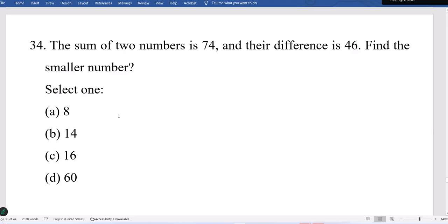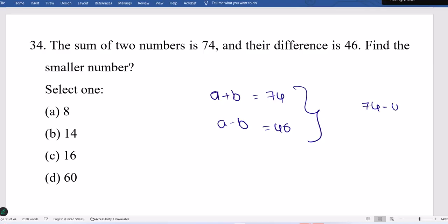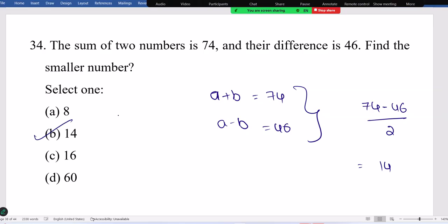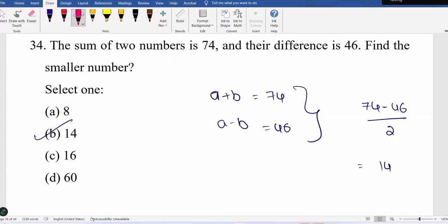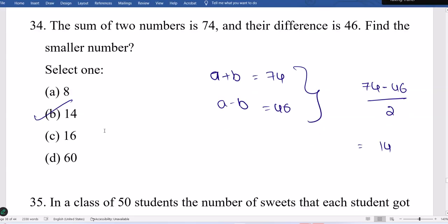Sum of the numbers is given, difference of the numbers is given. You want the smaller number. Smaller number means difference divided by 2. One is A plus B, one is A minus B. The smaller number you want means this difference divided by 2, which is 14. Perfect. Now see the next question.